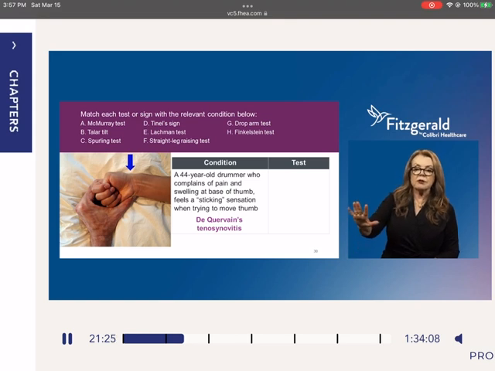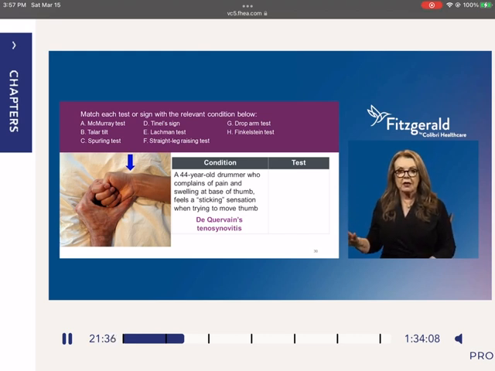Those of you who are musicians are probably cringing with the way that I just said I would hold a drumstick since I don't play drums. But you always have to consider what that would look like. And this is Finkelstein's test.